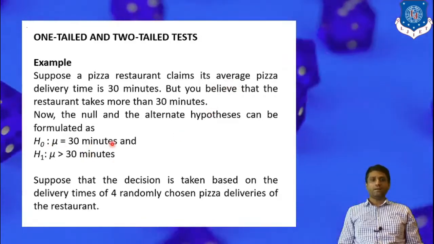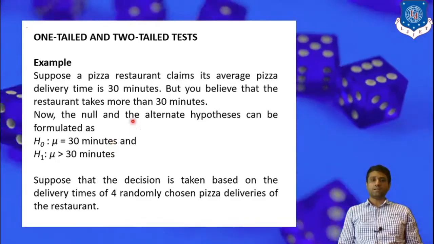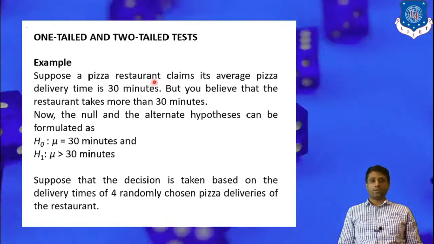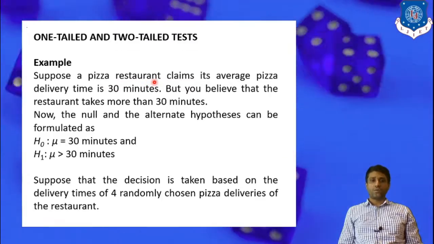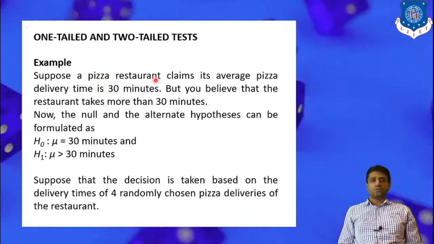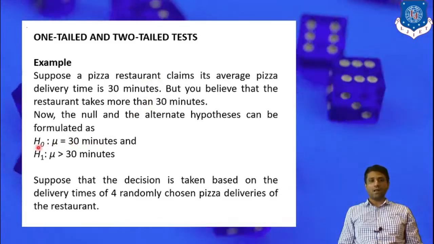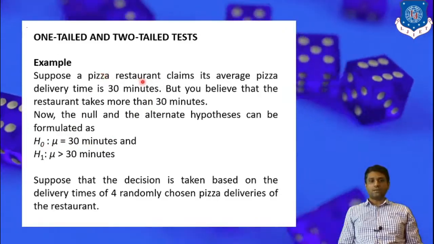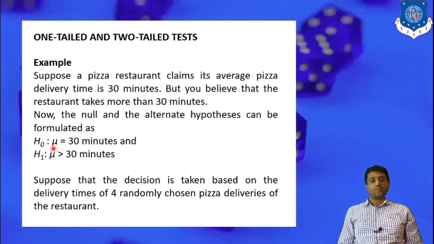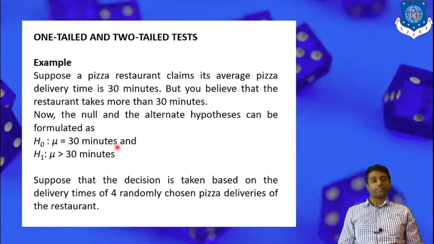Always, we have to assume the null hypothesis is whatever that particular organization or industry states, precisely in the context of this example, say a pizza restaurant. Whatever they tell us, we have to assume is right. So we assume the null hypothesis: the pizza restaurant says the average pizza delivery time is 30 minutes, and that is right.